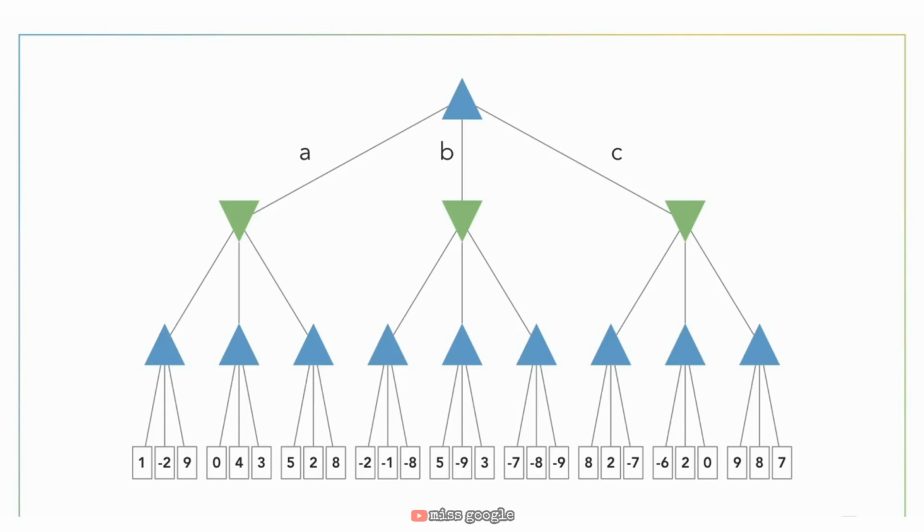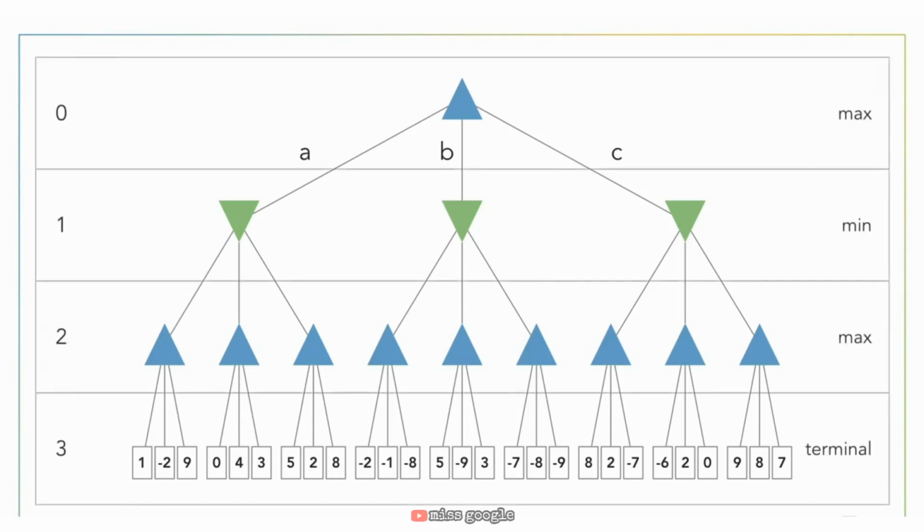Naturally, we want the largest positive score we can get. And our opponent wants the largest negative score possible. That's what the triangles mean. I have labeled the levels of the tree at the left, starting at level 0, and at the right, I've labeled the role of each of these levels. The top level, level 0, has only one node in which we are trying to maximize our score. This is known as a max node, and it's represented by an upward triangle.